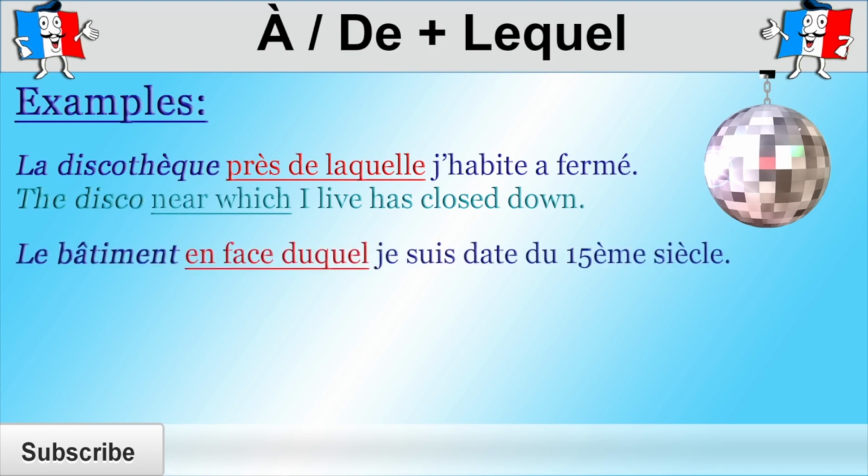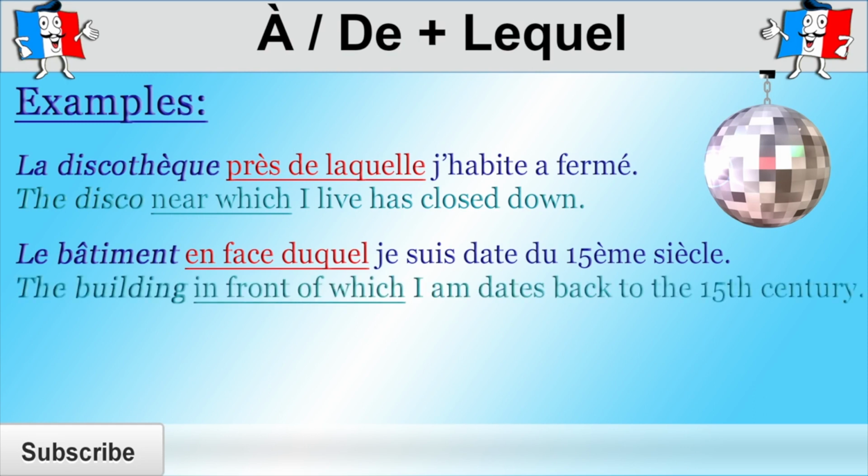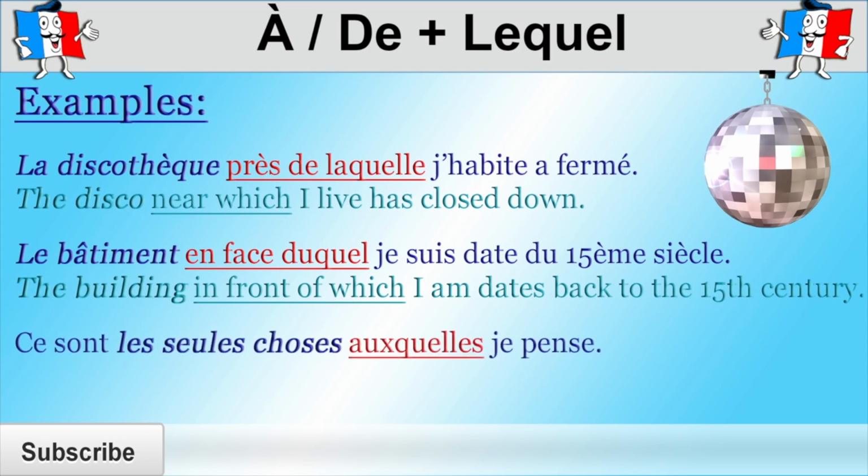Le bâtiment en face duquel je suis date du XVe siècle. The building in front of which I am dates back to the 15th century. So why are we using duquel here? We're using duquel because it refers to an indirect object which is a thing and is masculine singular, that is le bâtiment, and it is preceded by a prepositional phrase which normally would be en face de, but de and lequel contract to duquel.